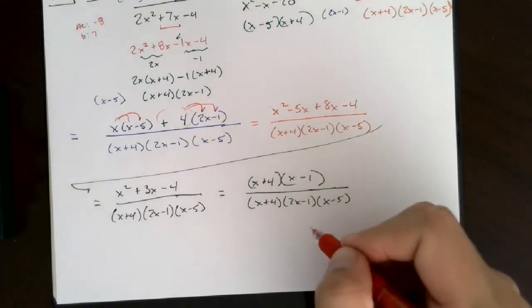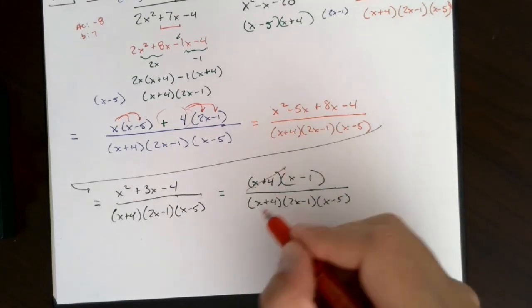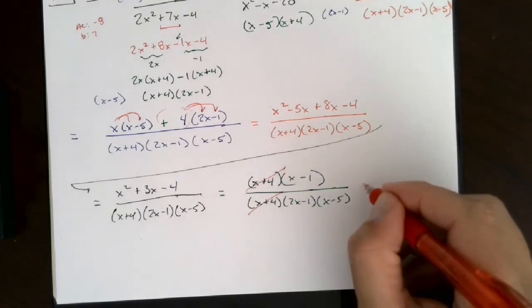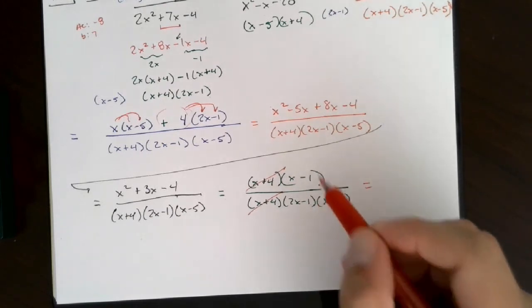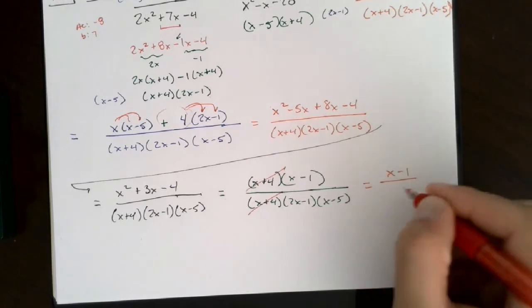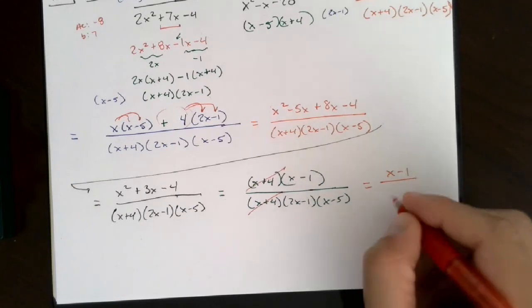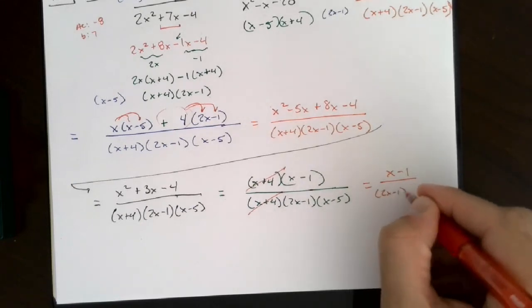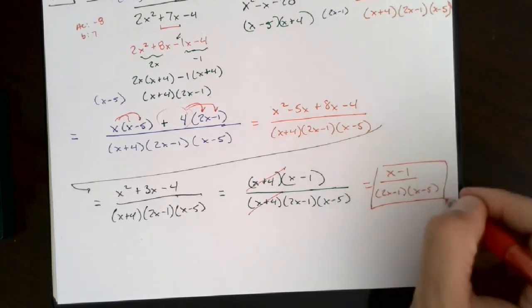Once you have that, you want to cancel any common factors, both numerator and denominator. The x plus 4 cancels with the x plus 4. The x minus 1 can't cancel with the 2x minus 1. It has to look identical. Remember, they have to be exactly the same, so they're not the same factors. So I can write this as x minus 1 now. No parentheses needed in the numerator because 1 times anything is just itself. And in the denominator, 2x minus 1 times x minus 5. You don't have to distribute through. I actually leave it in factored form.